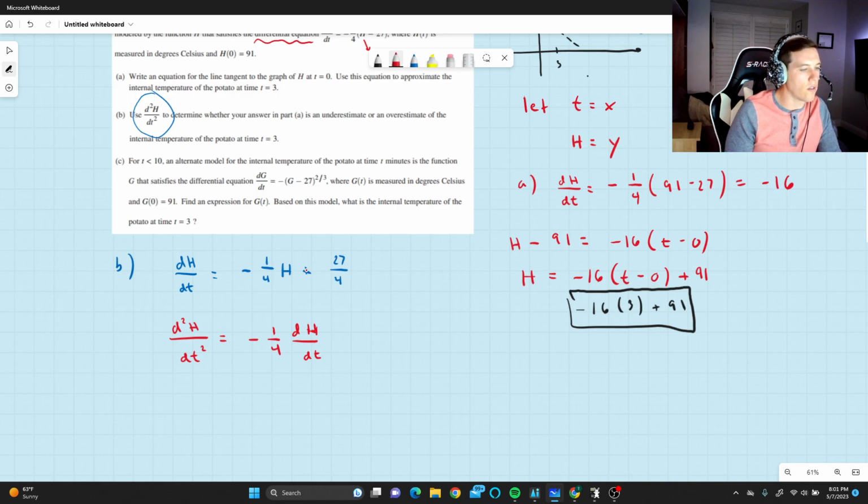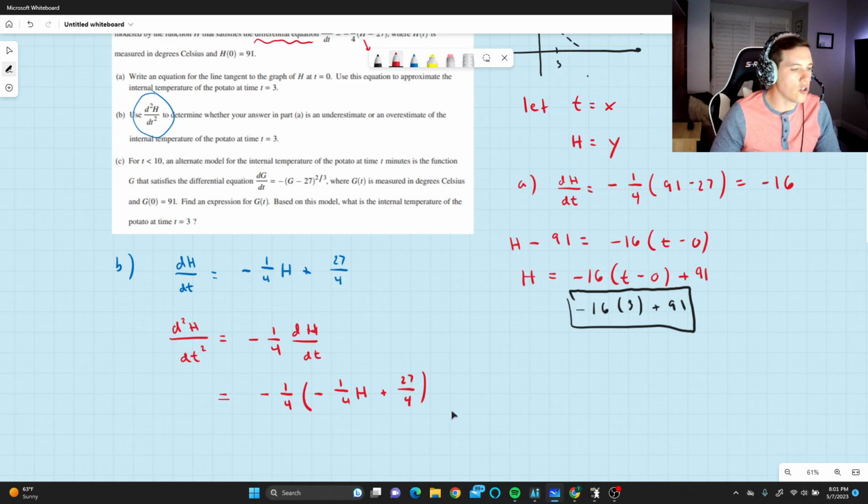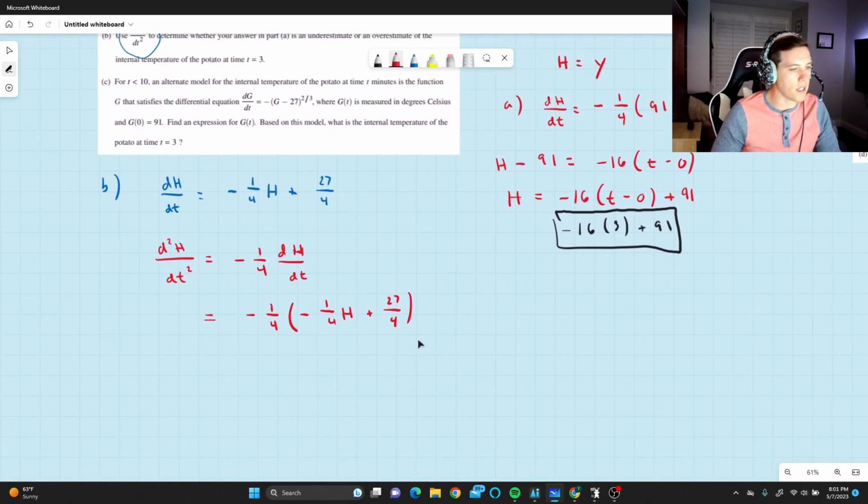Plus 27/4, the derivative of that is 0. So in other words, our second derivative is negative 1/4, and then do not forget to plug dh dt back in. So negative 1/4 h plus 27/4. And then you could distribute, or don't, but the point is this. Remember, h always has to be bigger than 27. So if I plug a value for h in, like 90, 91, you're going to get negative 91/4 plus 27/4. This is always negative.